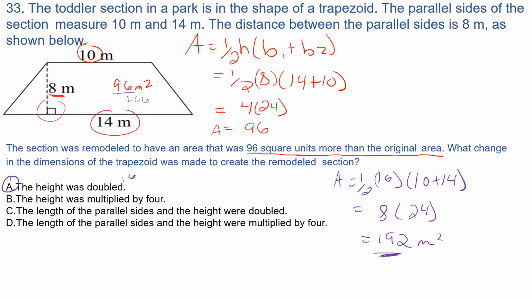If that would not have worked, you would have gone to part B and said the height was multiplied by 4. You would have plugged in 32 for your height to see if that worked, if 96 was a different number, and so forth. For C, if that didn't work, the length of the parallel sides and the height were doubled. You would have gone through and looked at each scenario, but it just so happened that A worked out, so it was a little less work. I plugged in 16 because it said the height was doubled, and I found that it's 96 more units than our original 96, so the height was doubled.